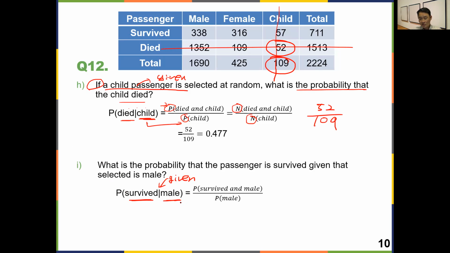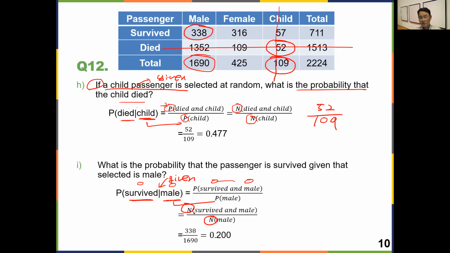So what goes under? The given part goes under. What goes on the top? This and this: survived and male. Again, if it's a contingency table, we can change that P to N and just count the number. So how many of them survived and are men? Well, not that many, right here. How many of them are male? 1,690. So 338 divided by 1,690. So that's 20% right there.